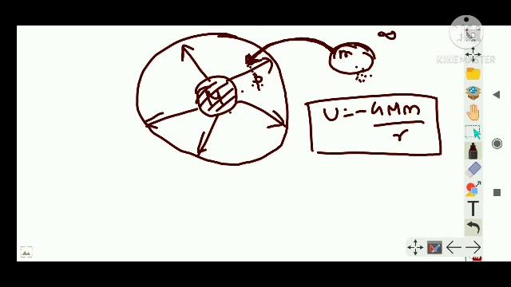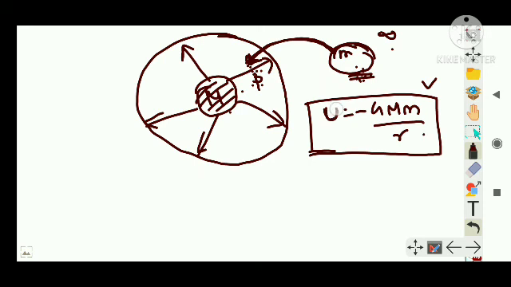Clear? So if someone asks you the definition of gravitational potential energy: the work done by an external force to move a mass from infinity to a point is called gravitational potential energy. We have not reached the derivation; this is just an expression. We are going to derive this expression. I will tell you how.